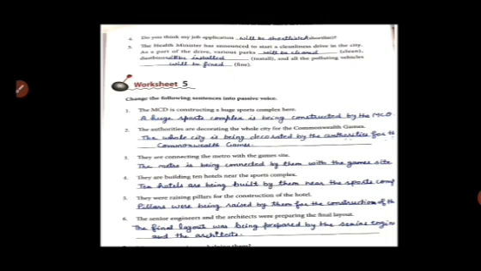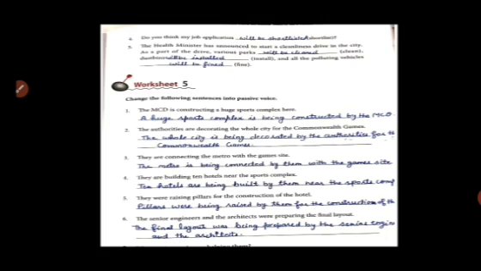And worksheet number 5, change the following sentences into passive voice. First, we will see the tense. The MCD is constructing a huge sports complex. This is the present continuous tense. And in present continuous tense, for singular, we use is being V3, and for plural, we use are being V3. A huge sports complex, this is singular, so we use is being constructed by the MCD.